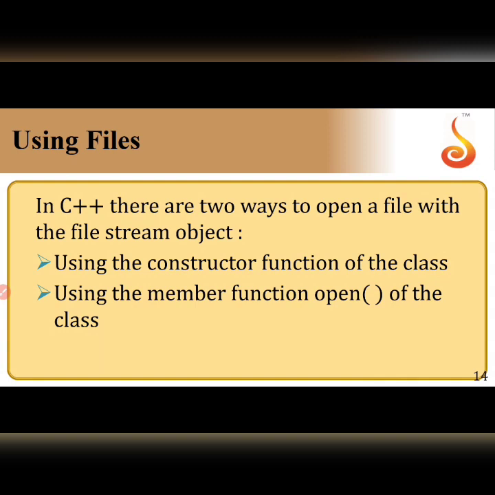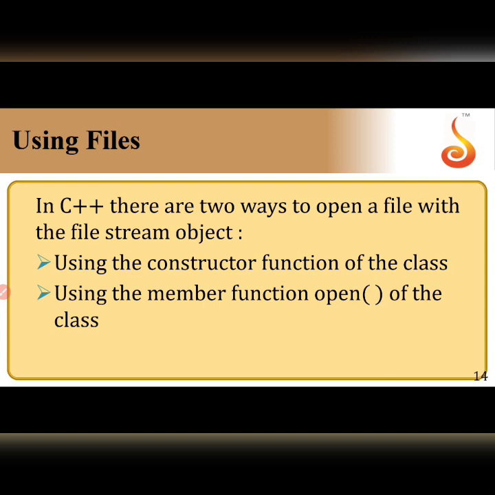Reading from a file into the program is in, and writing from the program to the file is out. So depending on the operation performed, read or write, I need to use the relevant stream object. I can open a file with that object in two ways.